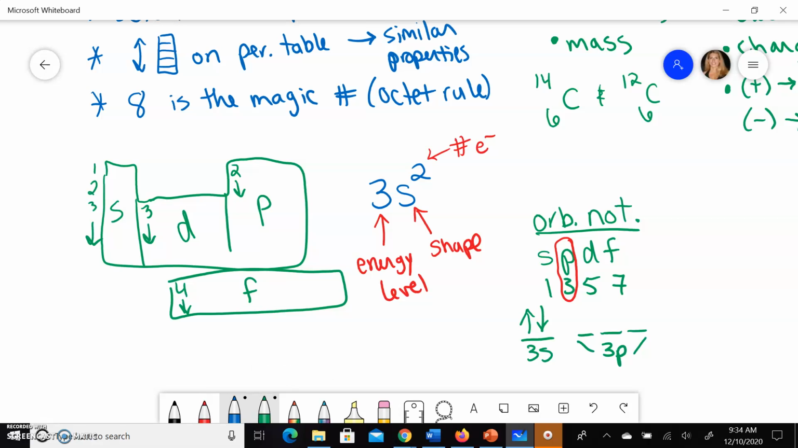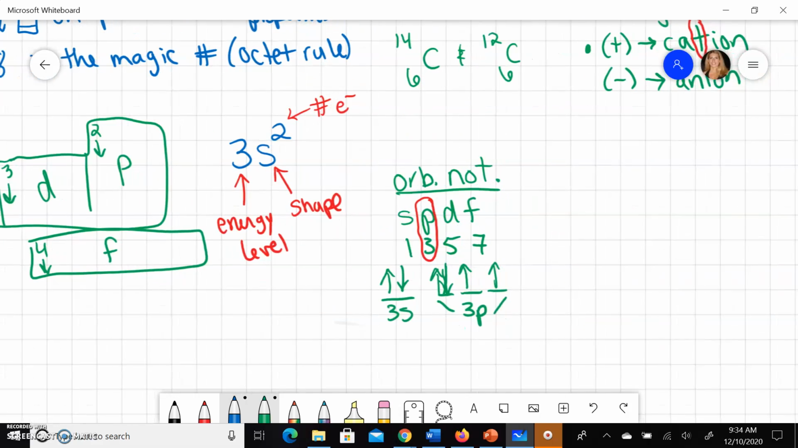And then the rules for these arrows are that you can't put more than 2 arrows per line. You have to put 1 arrow per line before you come back for seconds. So if we have 4 arrows, we're going to draw it like this. And then the last rule is that you'll never have 2 ups or 2 downs. Make sure that if you have 2 in the same line, that they're going opposite direction.